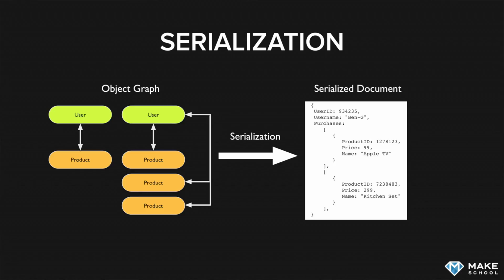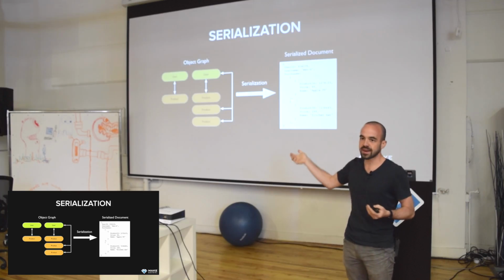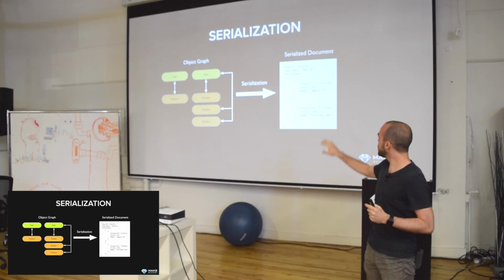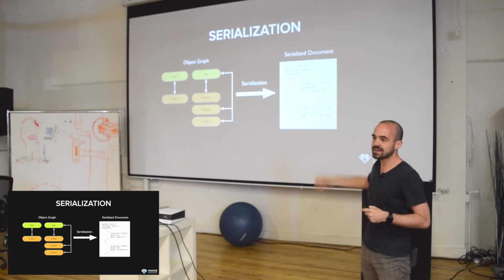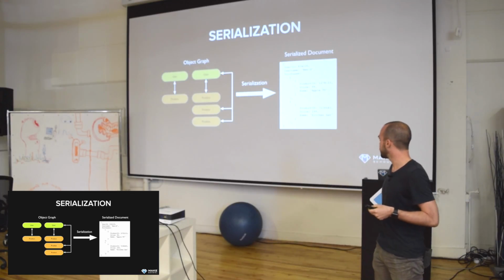Here's a short diagram that shows that. Let's say you have an application that has user objects and product objects, and you want to model purchases of products by different users. Then you would have Swift objects, a user class and a product class, and at some point you would have to turn the objects that you have in memory into something that the server can understand and that you can send over a network request. And that is called serialization.